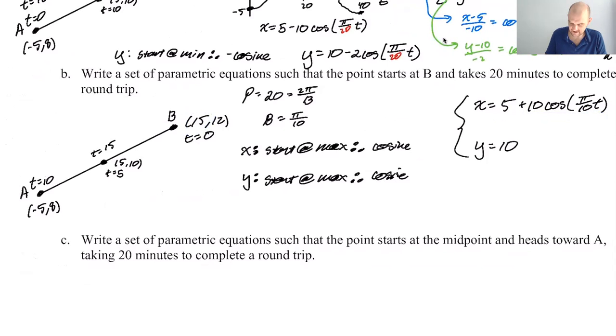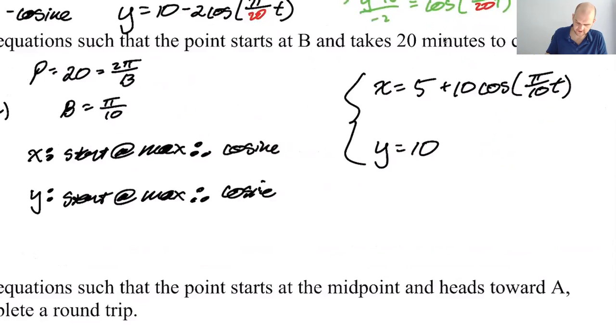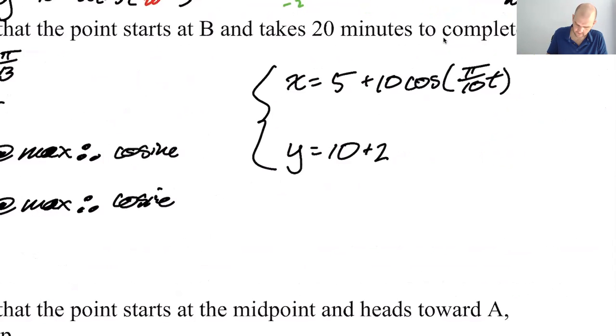So this is not your start. Your start is what happens when you plug in 0. You got to keep that in mind. And then for y, 10 to 12 is 2, and then 10 to 8 is 2. So it's going to be plus 2 cosine of pi over 10.